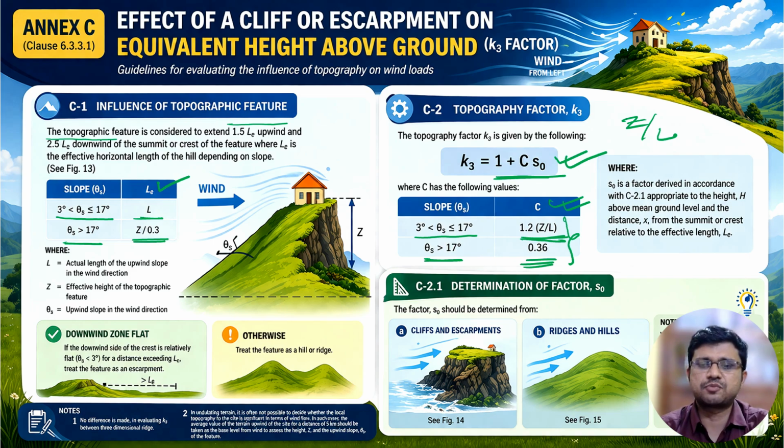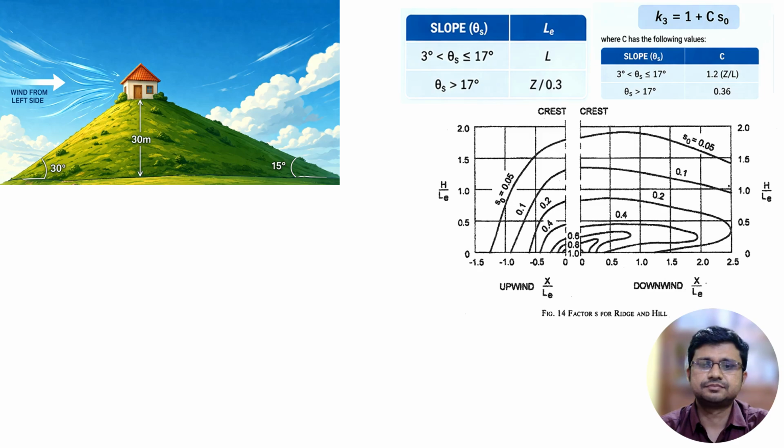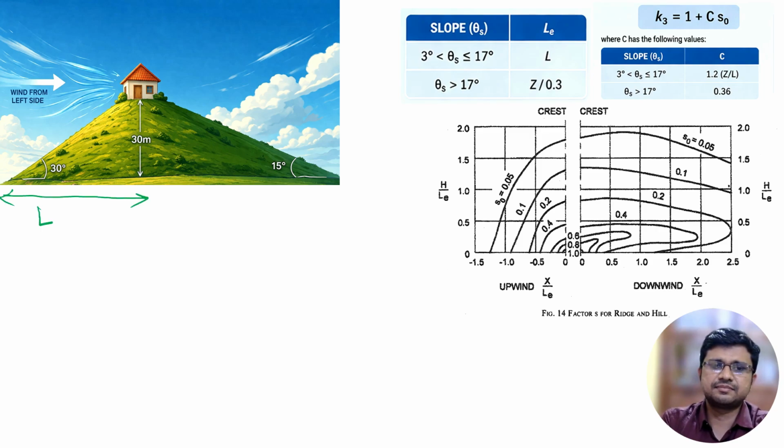If we go for a particular problem, here you can see this is one particular building. This length is L. We have to calculate the value of LE. Now here our upwind ground slope is 30 degree. If wind is coming from left, then this will be the upwind slope and this will be the downwind slope.